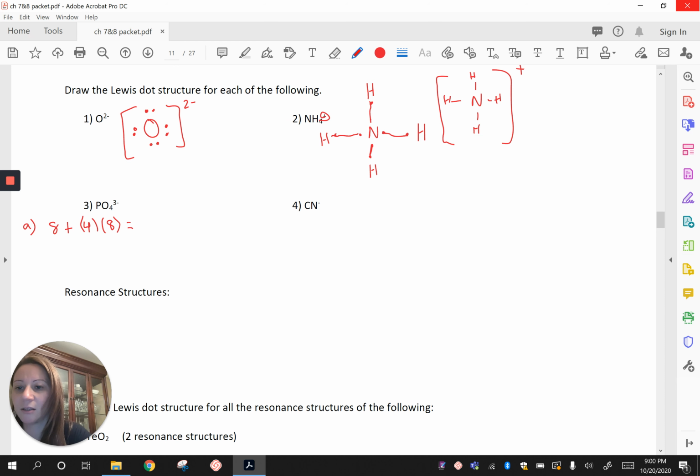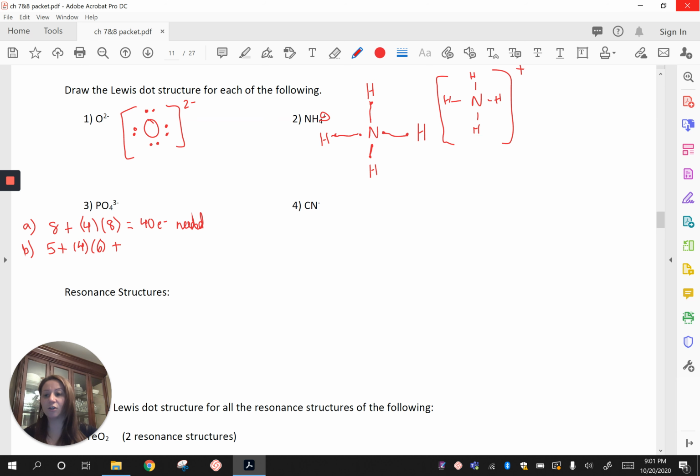So 5 times 8, that would be 40 electrons needed for everybody to be stable. Part B, you add up how many electrons are actually available to you. So for phosphorus, it has 5 valence electrons. We have 4 oxygens, each have 6 valence electrons.